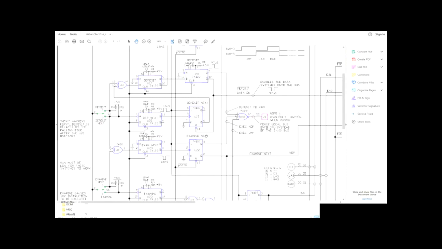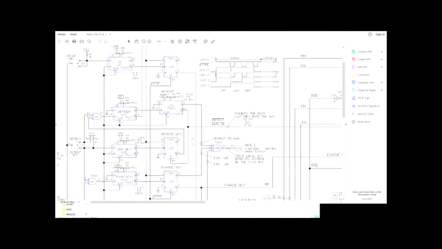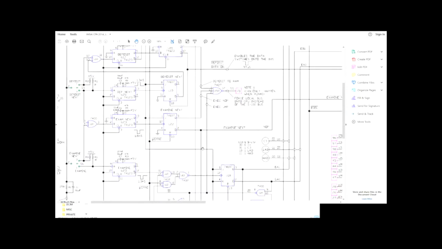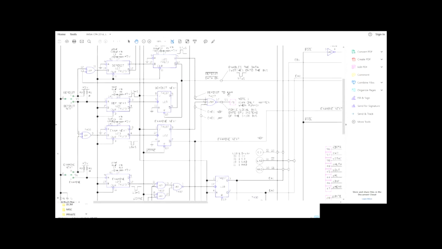Those go into some state-remembering flip-flops, and those enable the signals to, like in this case, deposit to memory, or execute the no-op instruction, or execute the jump instruction. So those are easy to do.